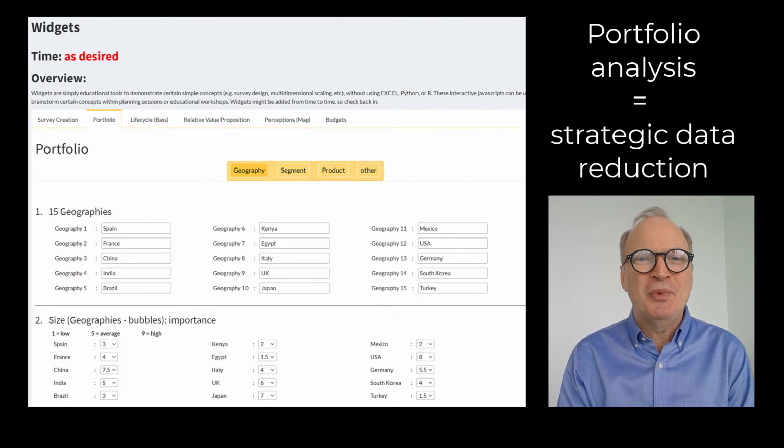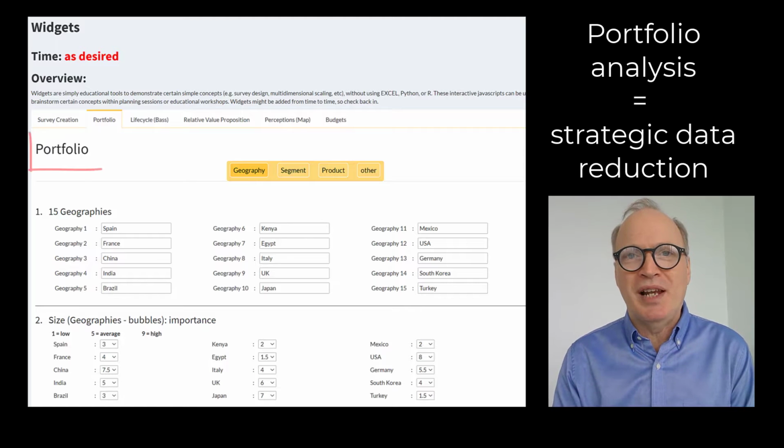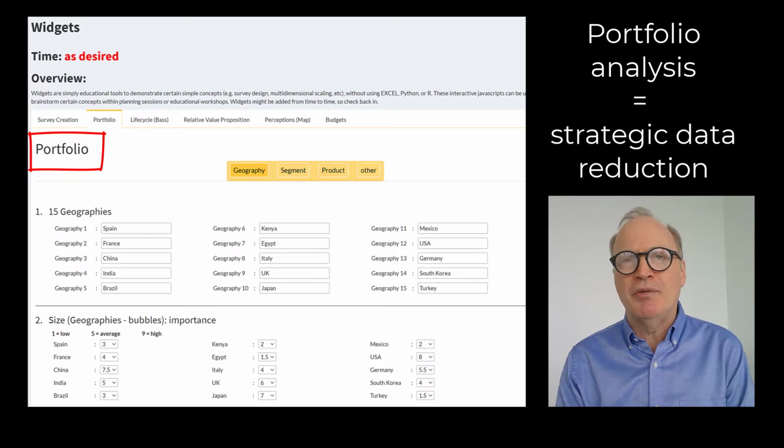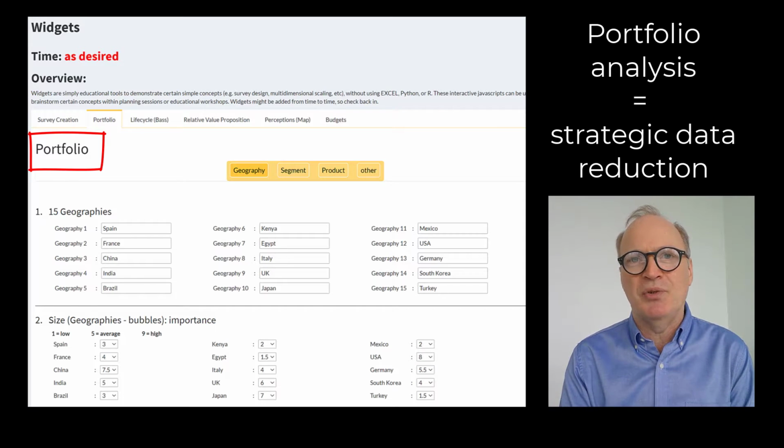Hi, this is Phil Parker, and what I'd like to do is talk about another widget. In this case, the widget involves portfolio analysis. Now, many different disciplines use portfolios. In finance, we trade off risk versus return, and we create financial stock market portfolios.